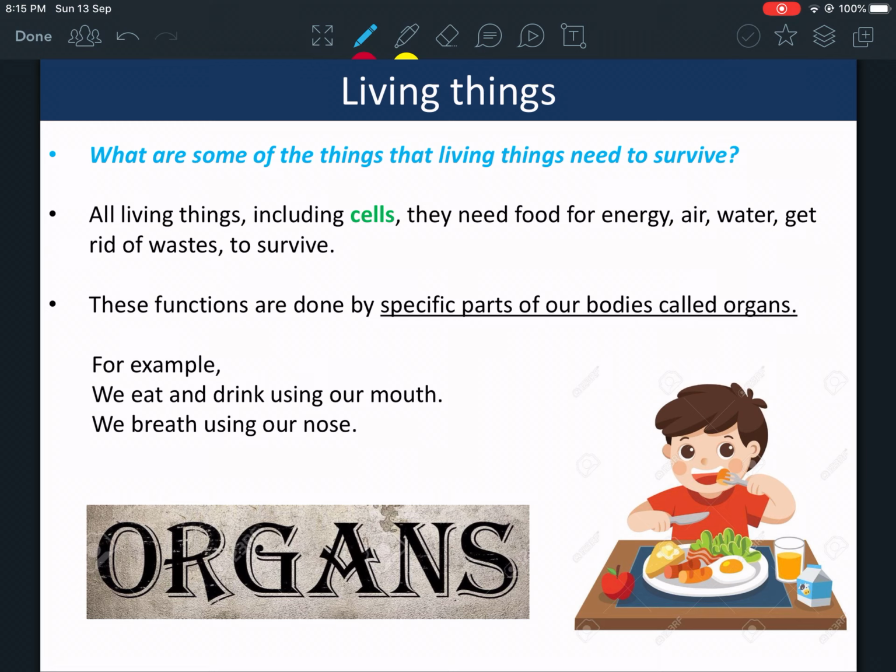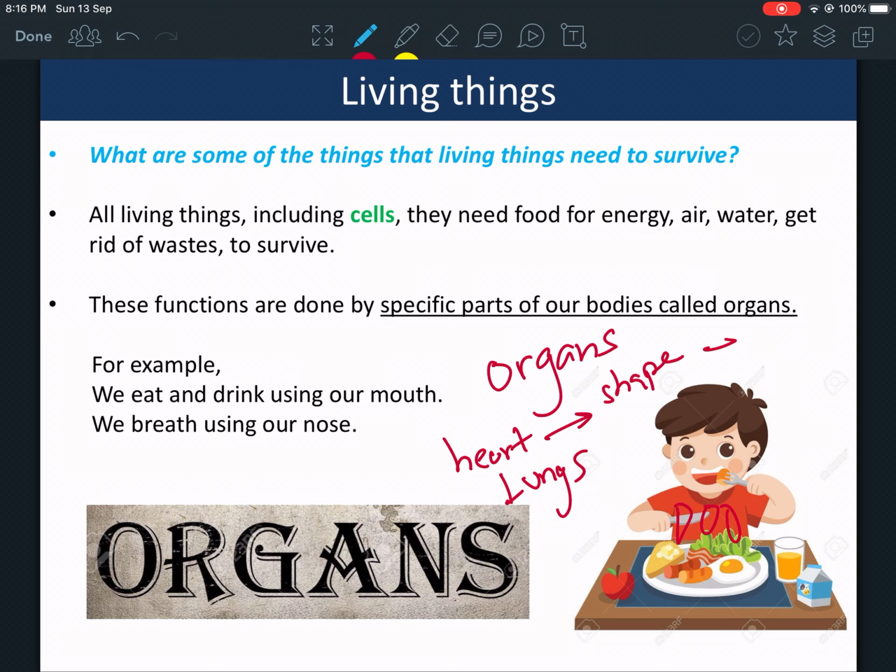First thing is we're comparing the cell. First of all, living things are made of cells, and we are comparing the cell to a human being. Now, a human being has organs like the heart and the lungs, and a lot of other organs: bladder, kidney, pancreas. Each organ has a shape, and each organ has a job.